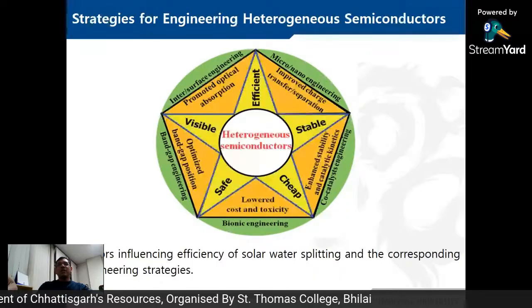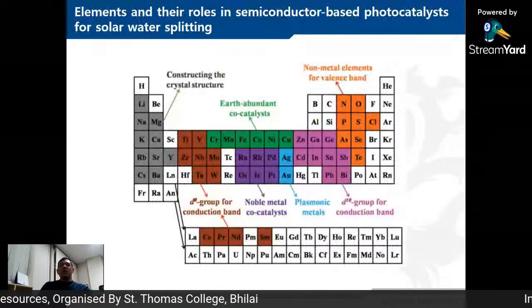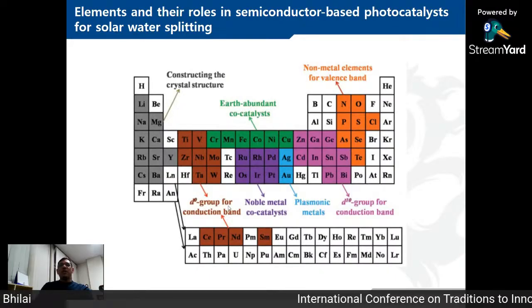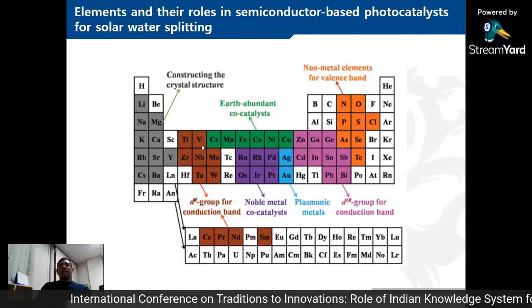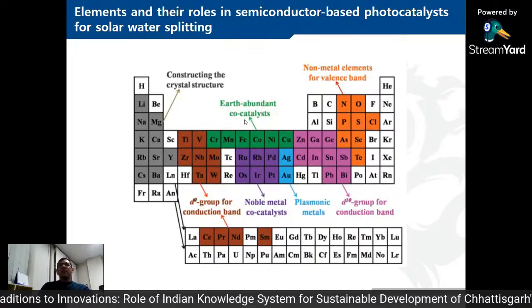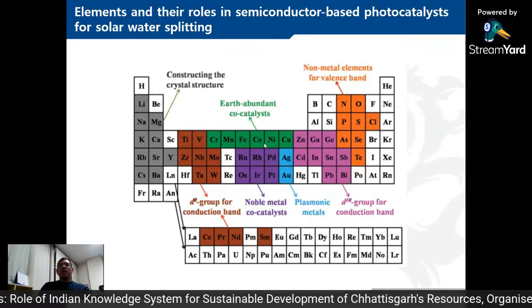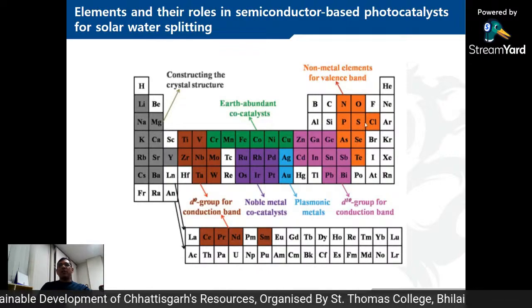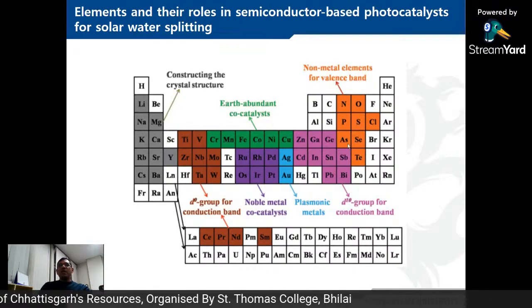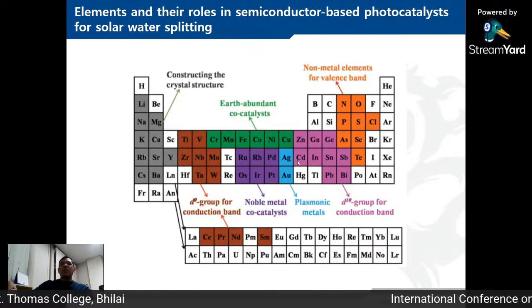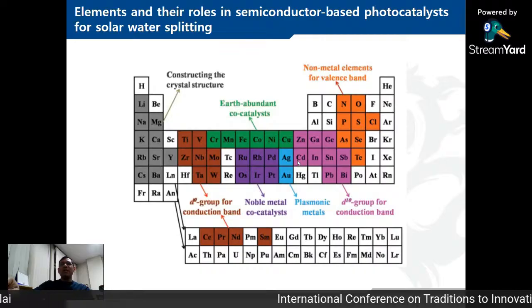So for this, these are the ones in the periodic table. Usually the d0 group semiconductor material is one of the most suitable materials or catalysts used, and earth abundant materials like chromium, zirconium, iron, or nickel can be used as a co-catalyst, as well as transition metals, and even we can use plasmonic metals like silver and gold nanoparticles as co-catalysts to enhance the reaction.